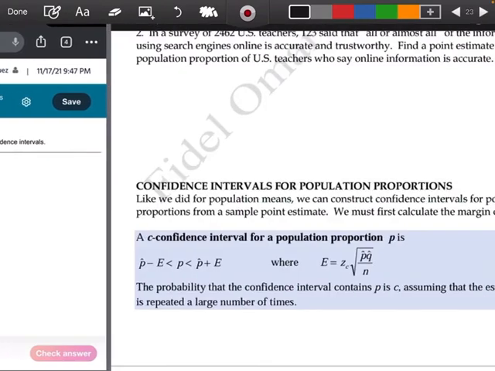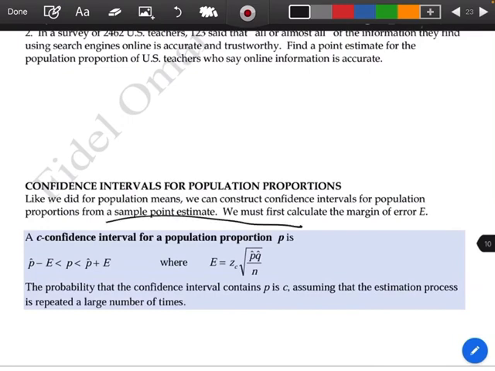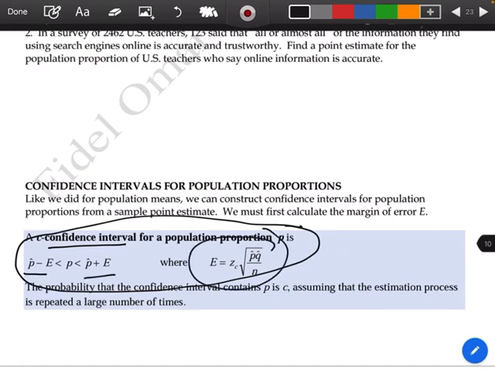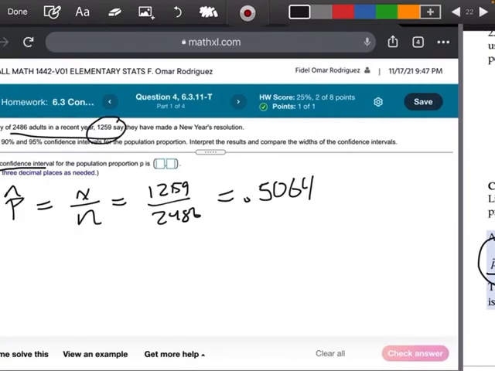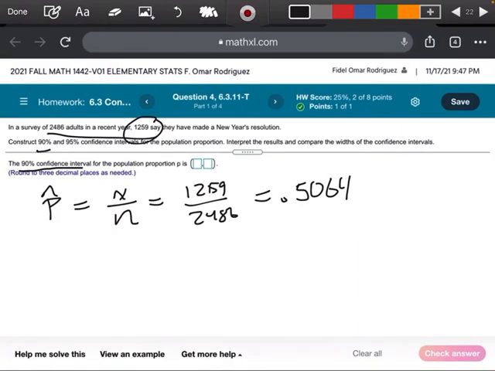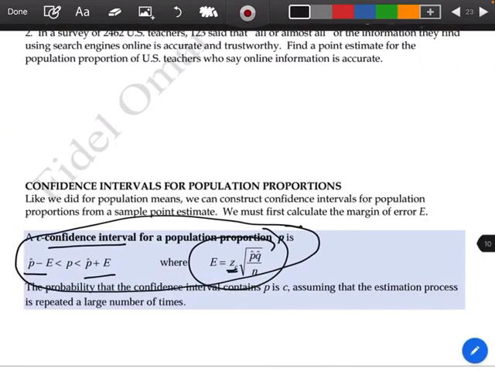Okay, so we're trying to find a 90% confidence interval for my population proportion. So what I have on the next slide, y'all, I just took from my notes out of 6.3, and this is how we find our confidence interval for population proportions. It's going to be p hat minus my error and p hat plus my error. And this right here, y'all, is how we find that error. So first thing I want you to notice, we're going to find the z-score corresponding with our confidence level.